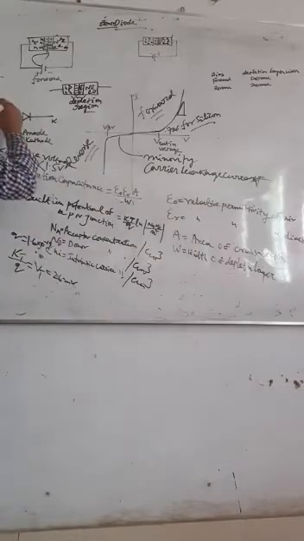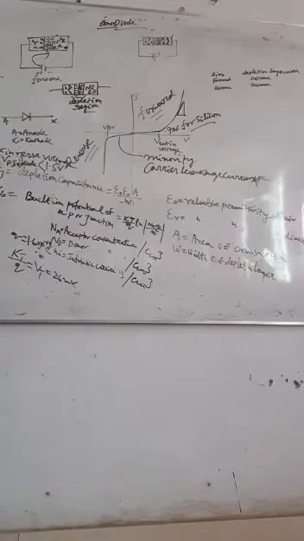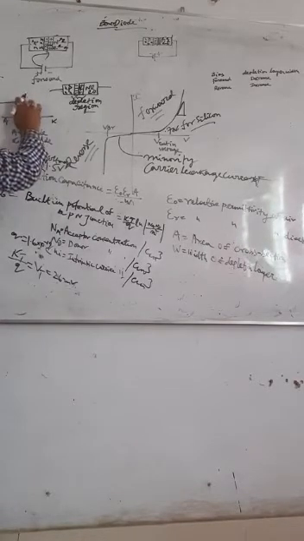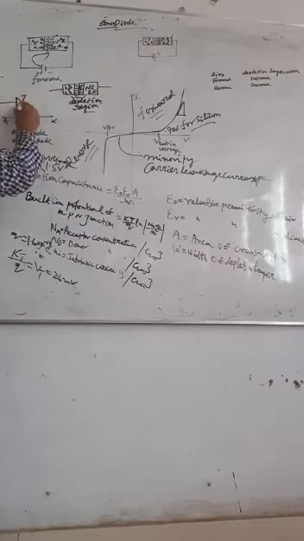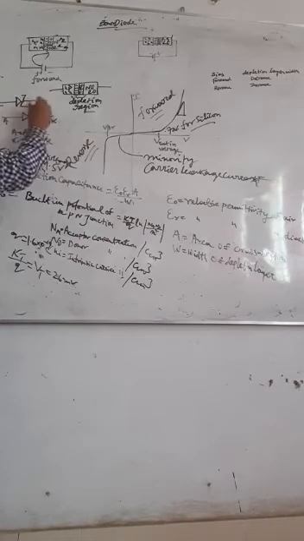Now in this class we will learn the basic physics behind the Zener diode. The Zener diode has a symbol like this. This is the anode, this is the cathode. This is always minus, this is plus.